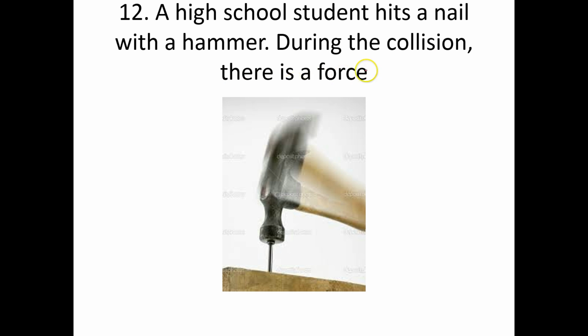A high school student hits a nail with a hammer. During the collision, there is a force on the nail. That's pretty easy to see. But there's also the same force on the hammer. So those two forces are equal and opposite. There's a force on the nail and there's a force on the hammer itself. So both of them have that force.